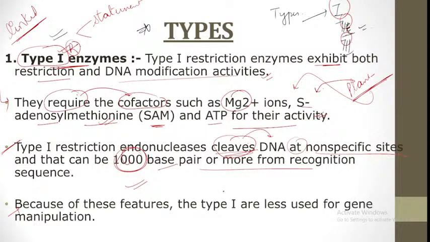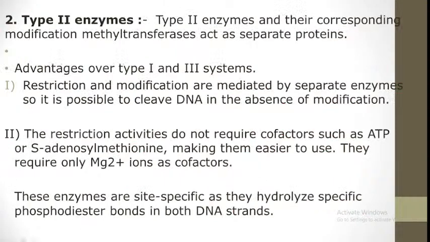Now because of these features, type 1 are less used. Now why would they be less used? Because we are doing the complete process, the complete concept for gene work, and in gene work, usage of a chemical, usage of an enzyme for a non-specific site is not possible, right? So type 1 restriction endonuclease is in lesser use for gene manipulation.